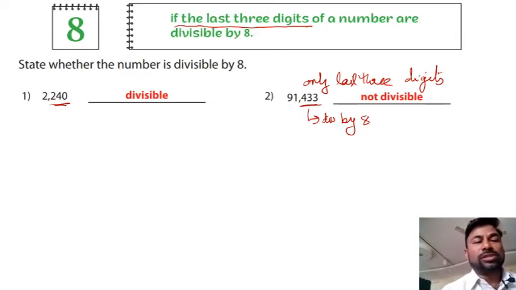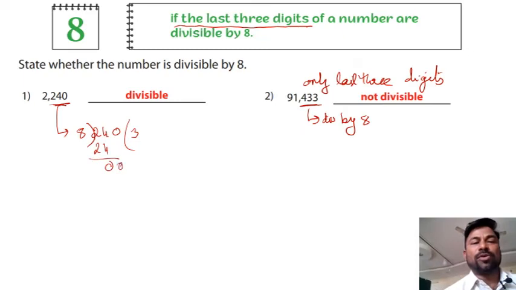What you need to do is take the last 3 digits. 240 is the last 3 digits of the first number. Now let us check it by 8. 8 threes are 24, and 0 0, borrow it, and 0 straight away. So the last 3 digits are divisible by 8.